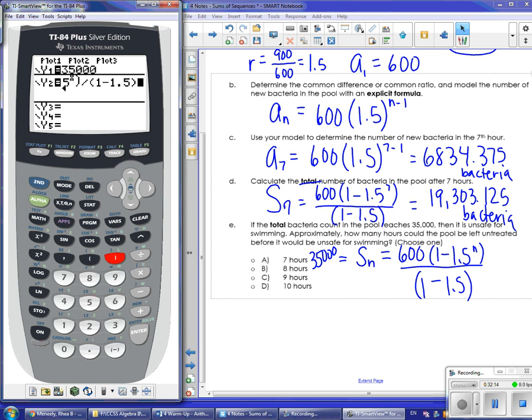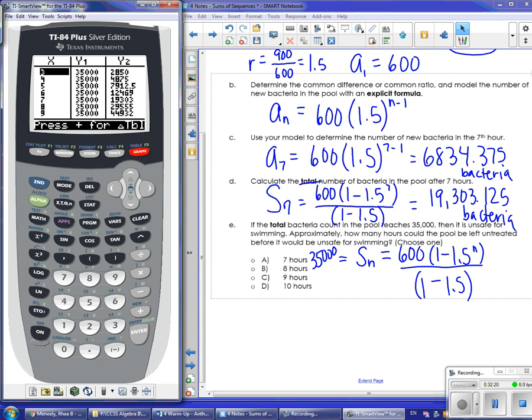And then I'm going to use my graph. You could also go ahead and look at your table. So like if I hit second graph, it'll bring me to my table. And you could just scroll down until you see where the Y2 column ends up being 35,000, and you can sort of see from that that it's happening between 14 and 15. Well, that doesn't match any of the answers that we have, does it?